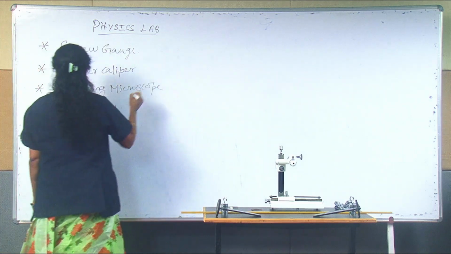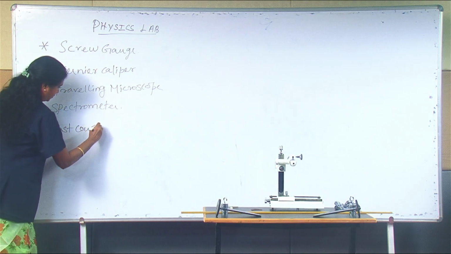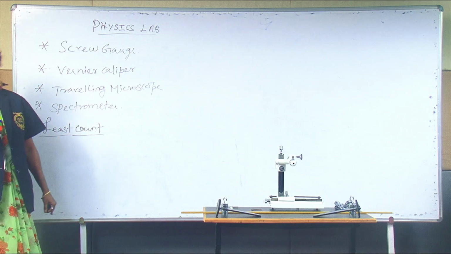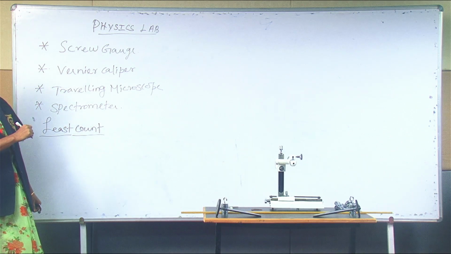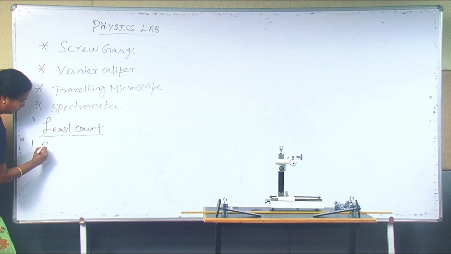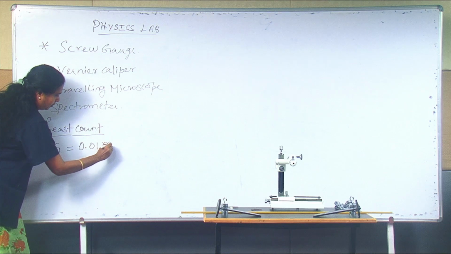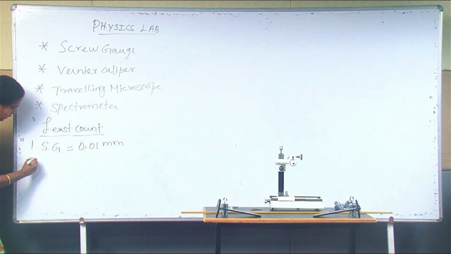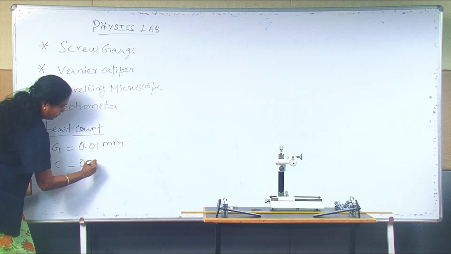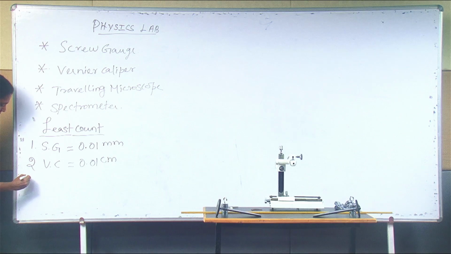So coming to the least count, what do you mean by least count? It means the least value up to which the instrument or the apparatus can be used or measured. For the screw gauge, the least count is 0.01 millimeter. And coming to the second one, vernier caliper, 0.01 centimeter. For vernier caliper, 0.01 centimeter.